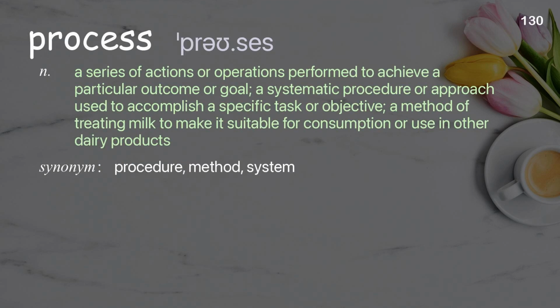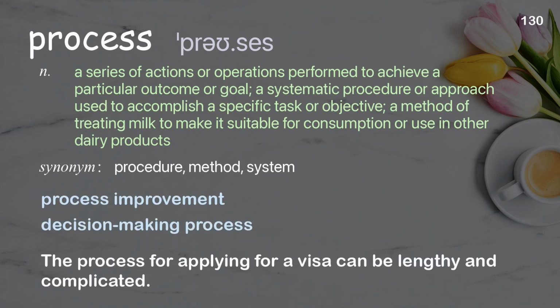Process. A series of actions or operations performed to achieve a particular outcome or goal. A systematic procedure or approach used to accomplish a specific task or objective. A method of treating milk to make it suitable for consumption or use in other dairy products. Examples: Process improvement. Decision-making process. The process for applying for a visa can be lengthy and complicated.